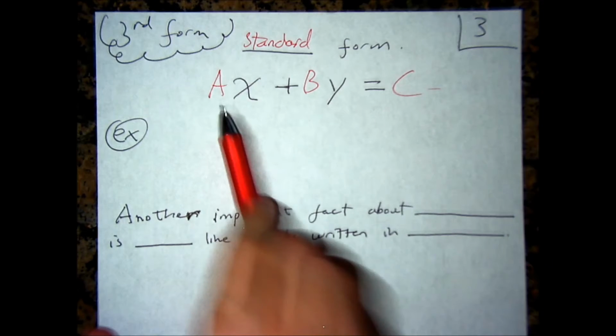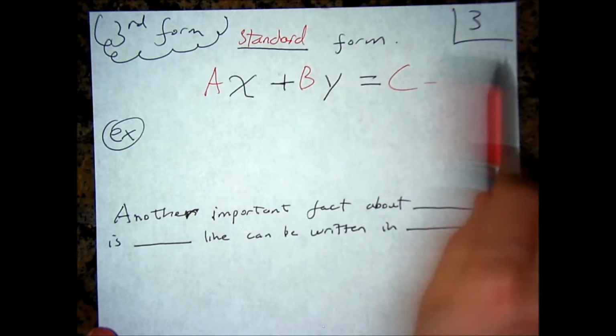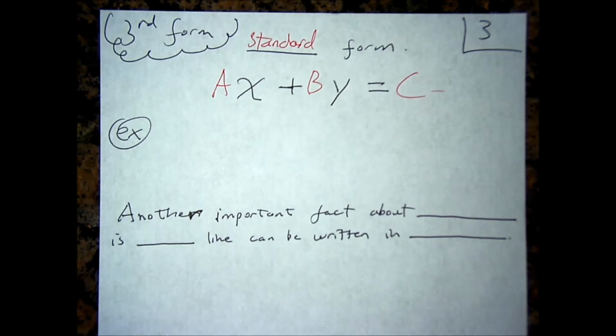Get used to just moving things over to the other side. If I move this over to this side, that makes it negative. Just let that click and become normal.